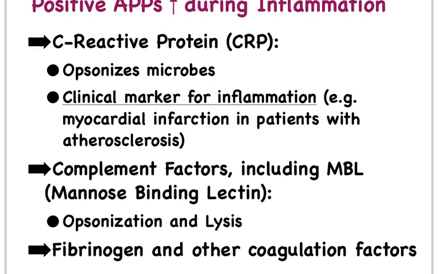So here we see some examples of acute phase proteins that are going to increase in their concentration during inflammation. And some of them you are actually already familiar with. For instance, you're familiar with complement factors, even the mannose binding lectin, right? Fibrinogen and other clotting factors are considered to be positive APPs because, as you know, they're all involved in the inflammatory response, the acute inflammatory response.